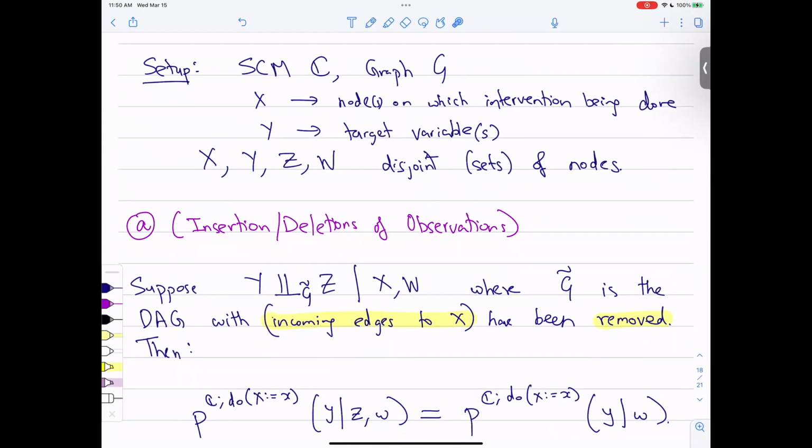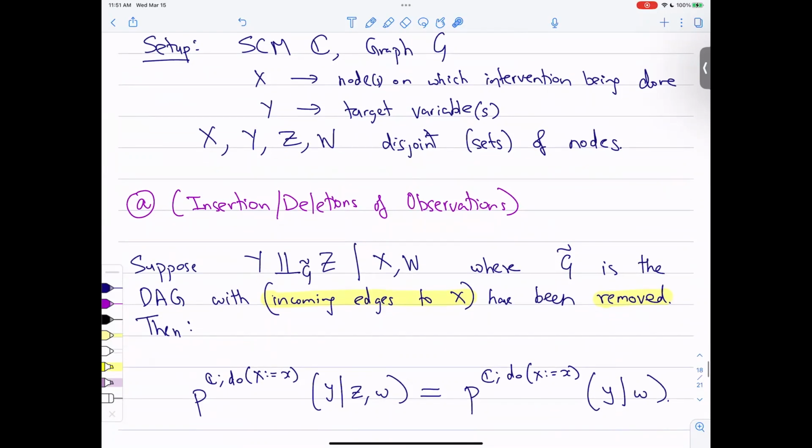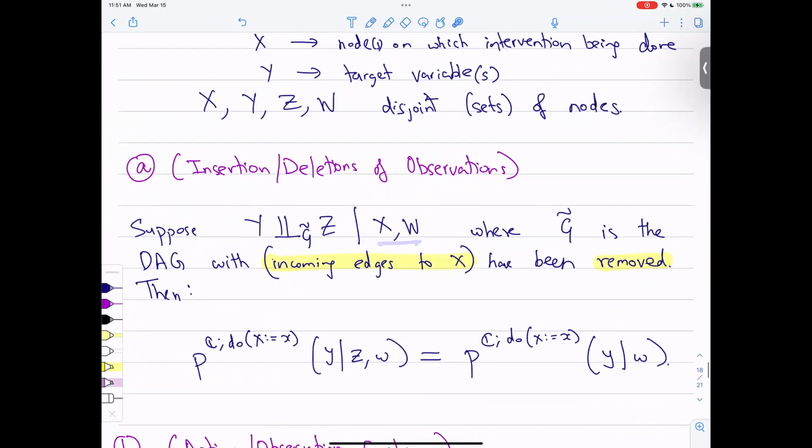What does this mean? This is essentially a particular interventional model where I am intervening on X, right? That's what this is. And suppose in this model, Y and Z are d-separated given X and W. Then this is called insertion deletion of observations in that world alone. This is not relating two different worlds. In that world where you do X equals x, the conditional of Y given Z and W is the same as the conditional of Y given W. You don't need to condition further on Z.